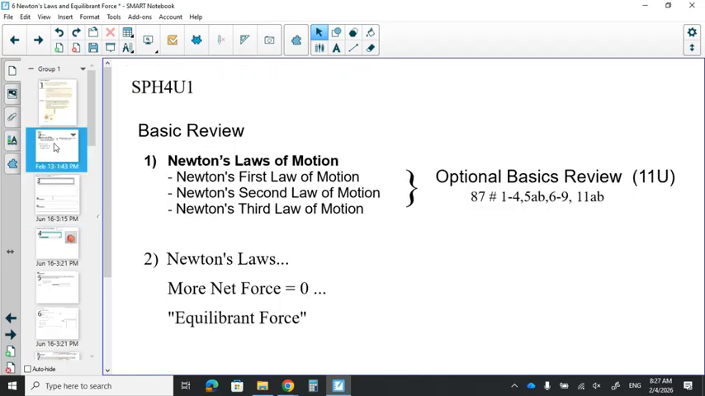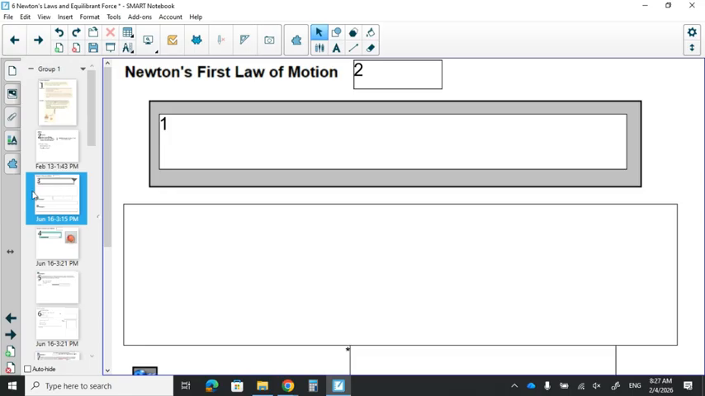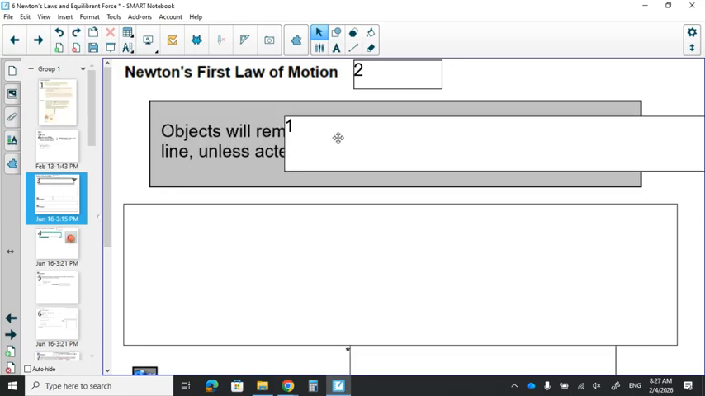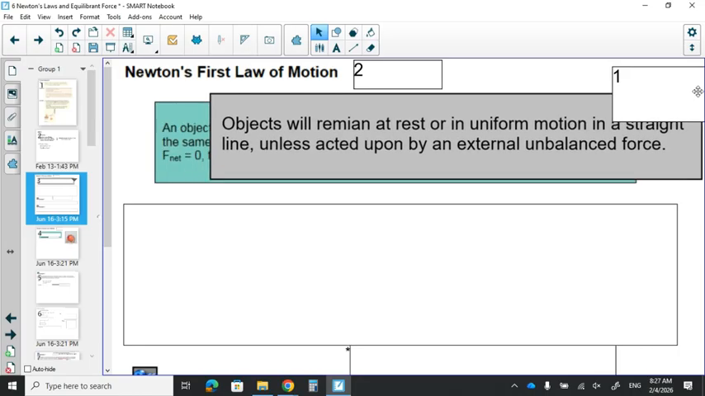All right, Newton's laws of motion, quick review, and then working with Newton's laws and the so-called equilibrant force, which I'll explain. So it's on the menu for the day. So here we go, Newton's laws. You might be familiar with some of these already, hopefully, but here we go.